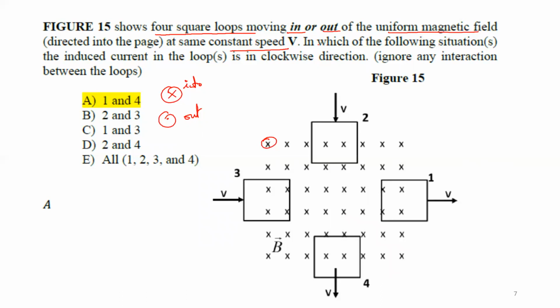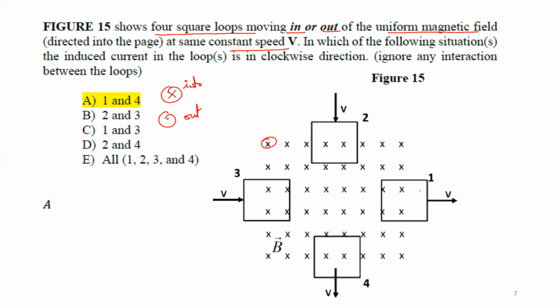Okay, now, in which of the following situations is the induced current in the loop clockwise in direction? So I have here 1 and 2. Basically 1 and 4 are going out. 2 and 3 are getting inside the magnetic field. Okay, let's start with 1. 1 is getting out. Oh, okay, interesting.